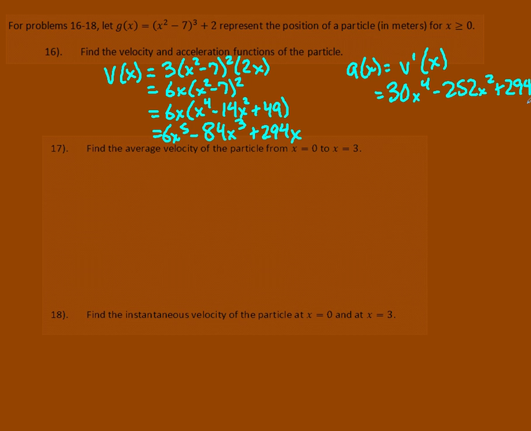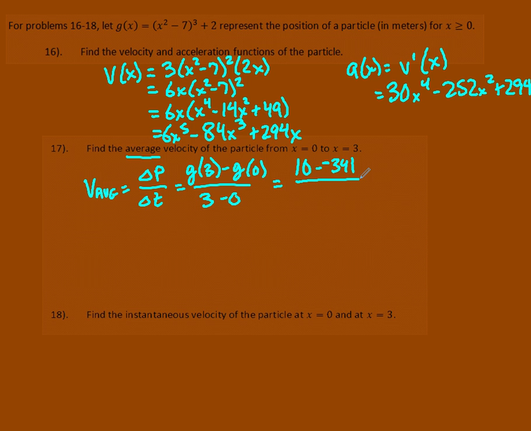Okay, the next one asks for average velocity. Again, when I think average, I look one above. So average velocity is the change in position over the change in time. If I'm going from 0 to 3, that's what I have on the bottom. That means I need to do my position function, which is my original function, at those times and subtract them. When I plug in g of 3, I should get 10. And when I plug in g of 0, I should get negative 341. So the bottom is still 3 minus 0. Minus the negative becomes plus the positive, so I should get 351 over 3, which reduces to 117 meters per second.